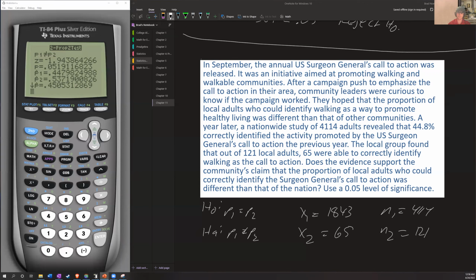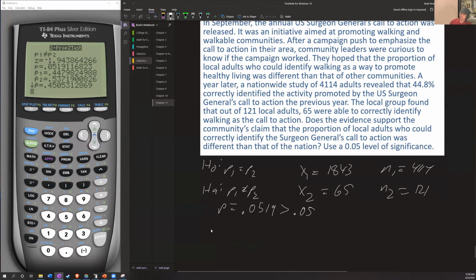All right. So when we take a look here, we'll note that P equals 0.0519. We'll note that this is greater than 0.05, our level of significance. So we do not reject our null hypothesis, as there is not enough information to conclude that it is different at this level of significance. Okay. And there we go.